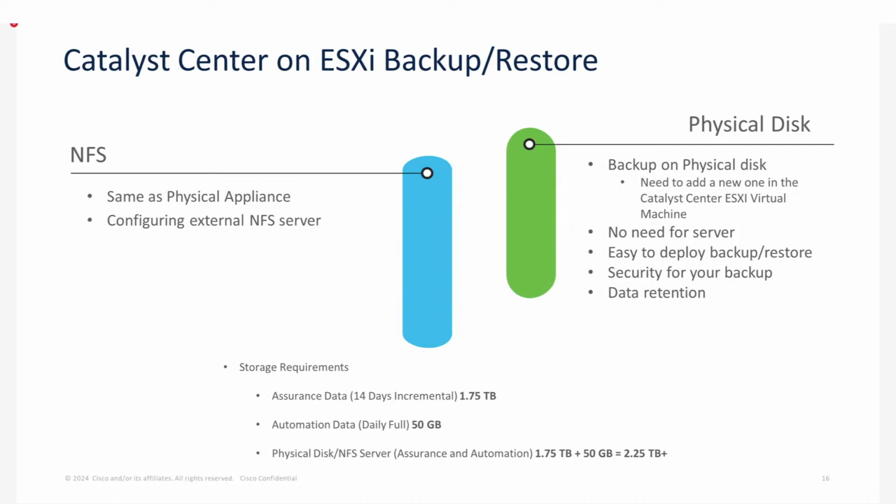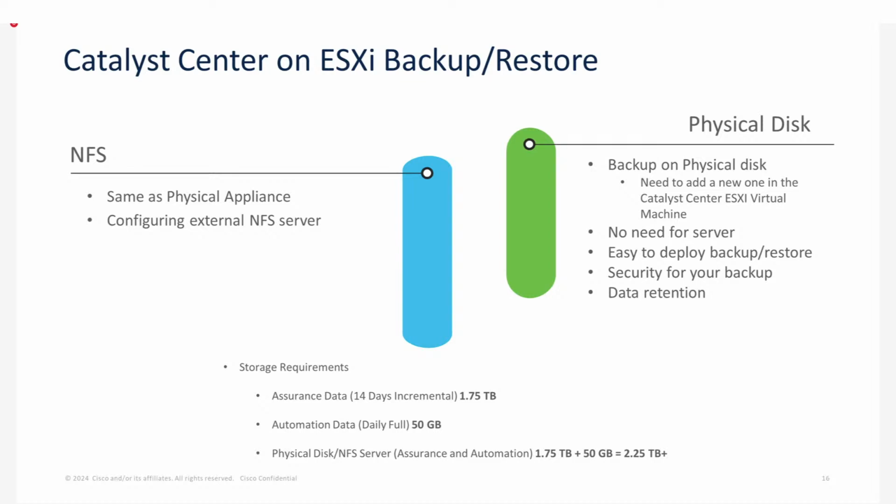Now, as I mentioned earlier, one of the new features that we have set up on the Catalyst Center on ESXi is a physical disk. We still have the NFS option, and you can do it the same way as the physical appliance and configure your external server for NFS. But now we also have the option to add an extra disk, a physical disk, on the virtual machine. So there's no need for an extra server. It will ease the backup and restore process, and it will help you with your data retention on the virtual machine itself.